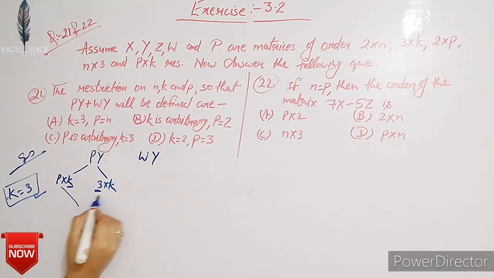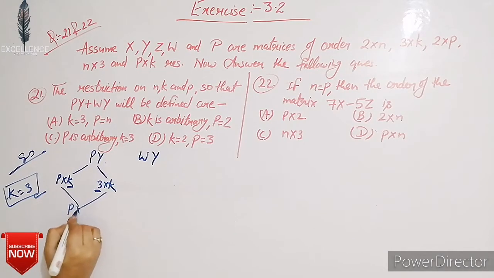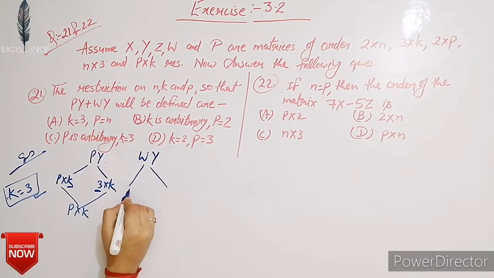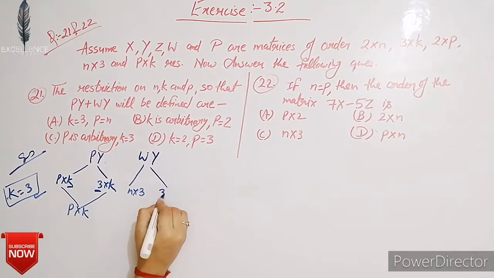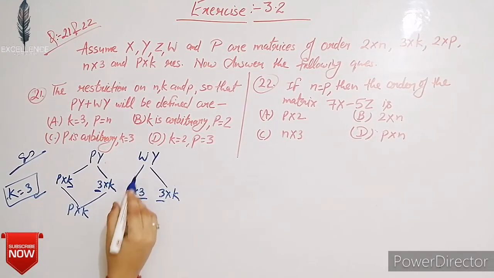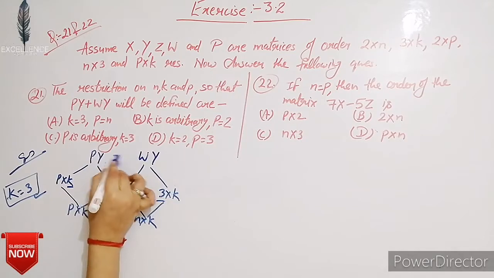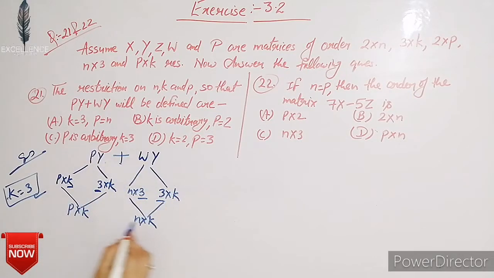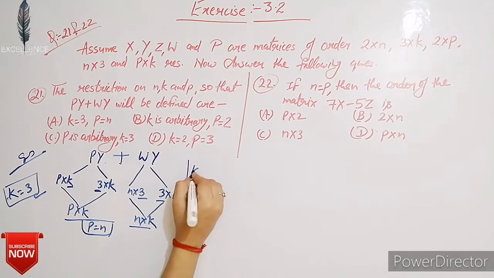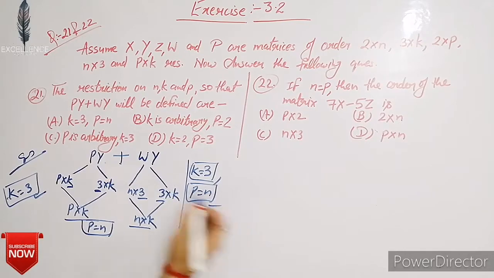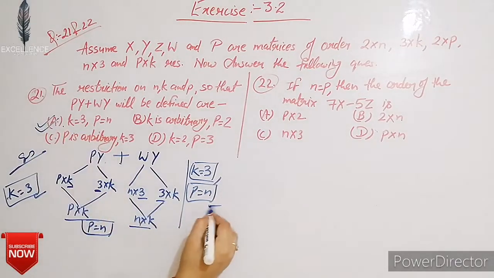Now the order of PY becomes p into k. Same here for WY. The order of W is n into 3 and the order of Y is 3 into k. Here the number of columns equals the number of rows. So the order of WY is n into k. Now for the addition of PY plus WY, we can add them only when both have the same order. So we must have p equal to n. So there are two restrictions: k equals 3 and p equals n. Here option A is correct: k equals 3 and p equals n.